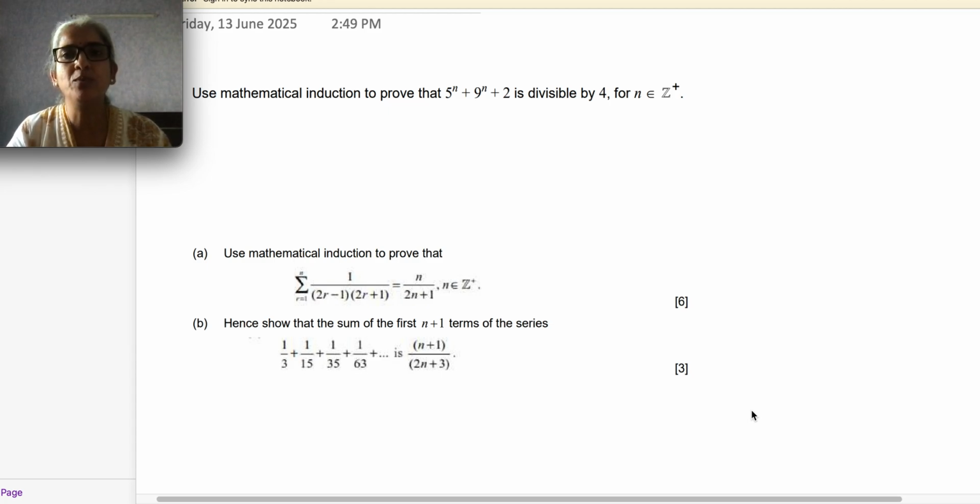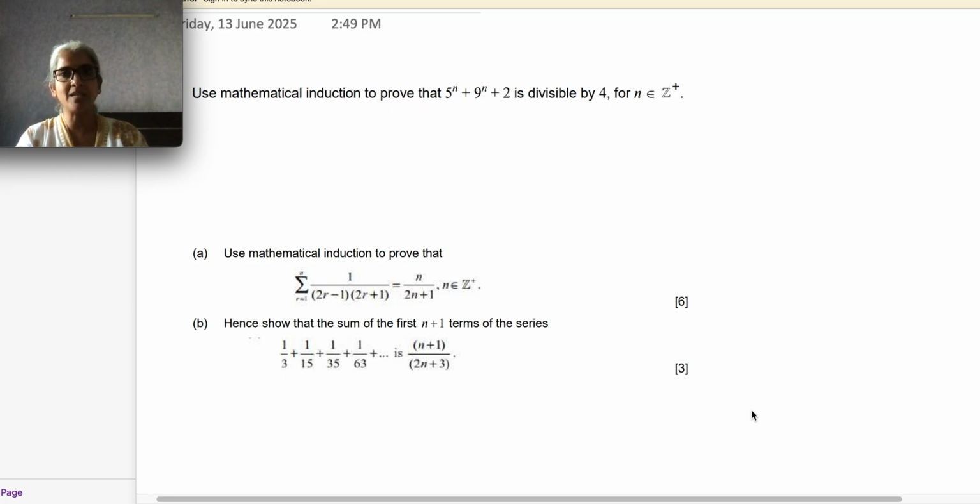So we are back with proofs. We did proofs by deductive reasoning, and we did proof by contradiction. In general, proofs by giving examples. We looked at identities. We are now looking at another method called mathematical induction.